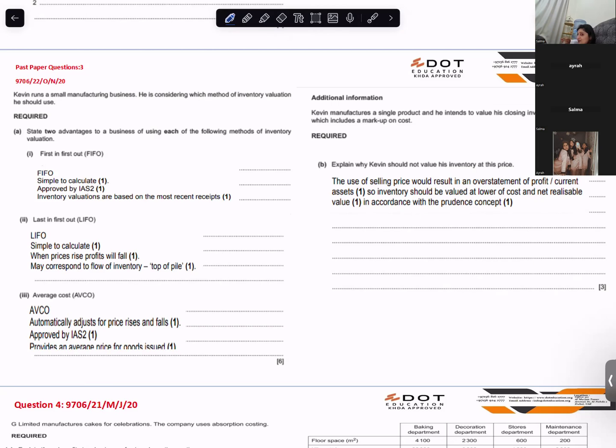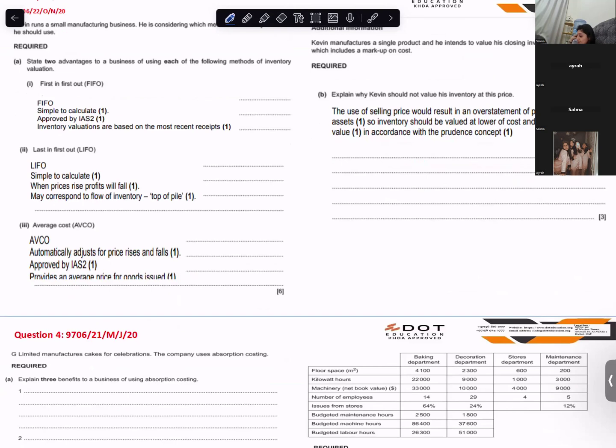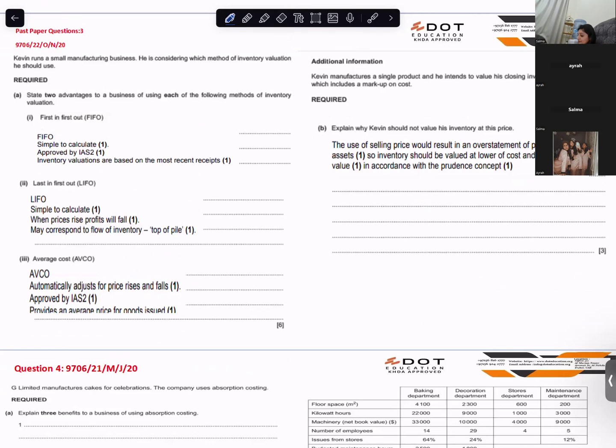Can you give me again two advantages of LIFO? It is simple to calculate and it may correspond to the flow of inventory, which is top of the pile. AVCO is also approved by IAS 2, it provides an average price for the goods issued, and it automatically adjusts for price rises and falls.